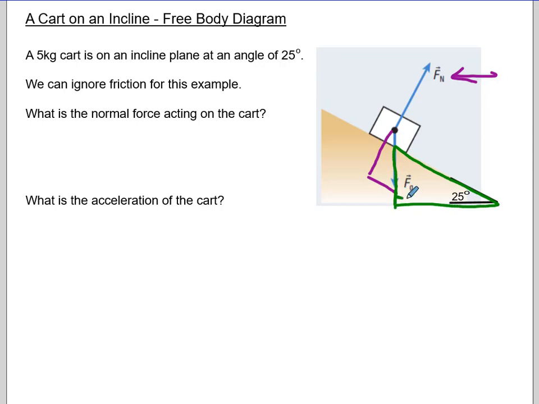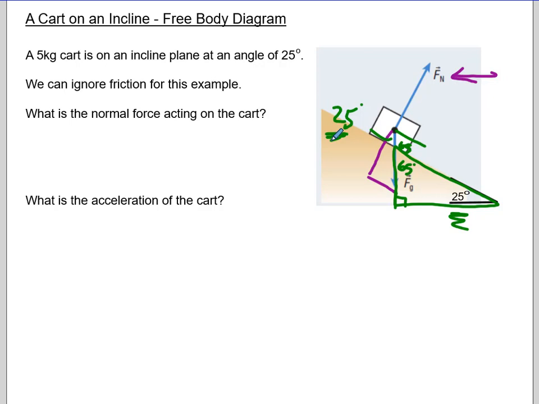So if that's 25, this is 90, then this becomes 65 up here. Okay, this angle up here, we could move that green line up. It would look like that. If this is 65 inside, then this angle in here is 25 degrees. So this 25 here shows up inside that triangle.